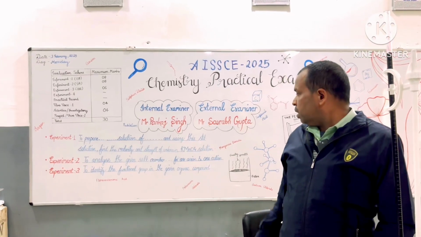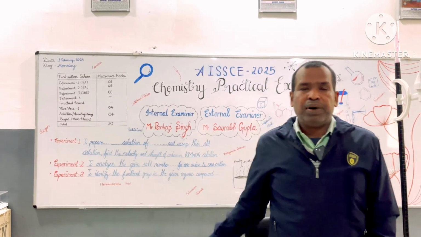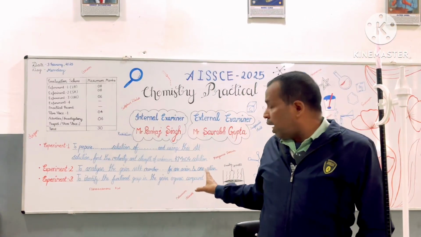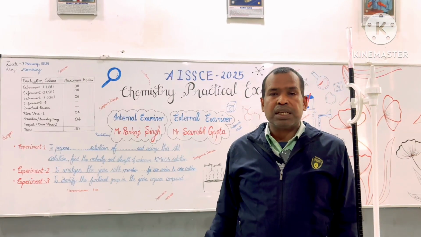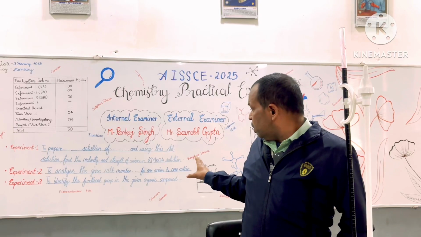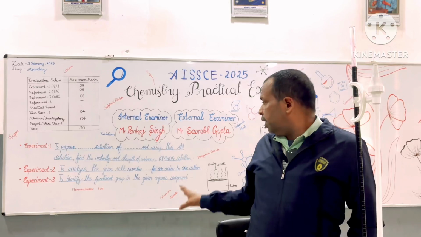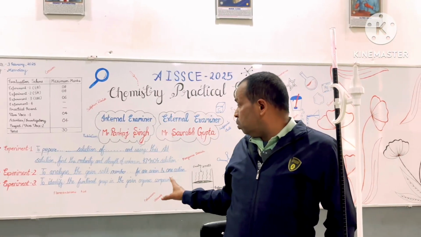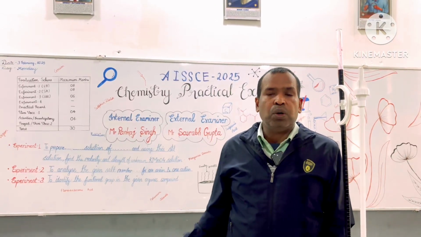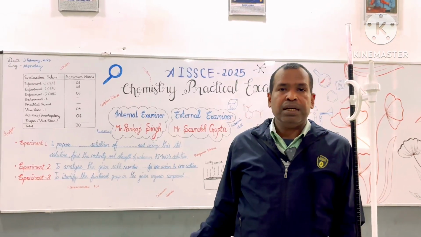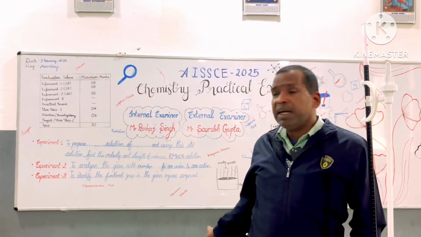In the third experiment, you have to identify the given functional group in the given organic compound. For this, also primary and confirmatory tests of a particular functional group are known in the chemistry laboratory, and you determine the functional group present in organic compounds such as alcohol, phenol, aldehyde, ketone, and aniline, amine.